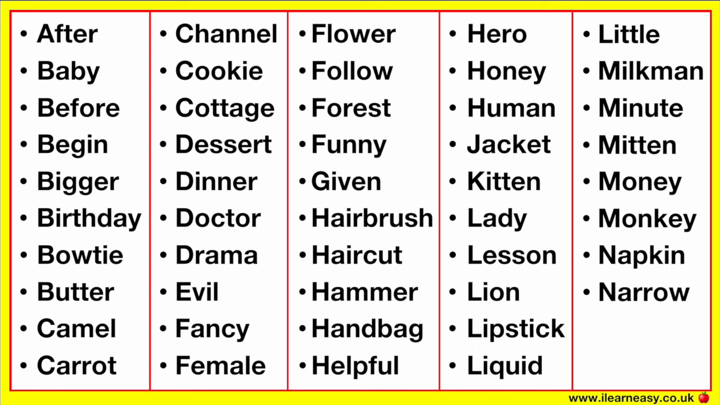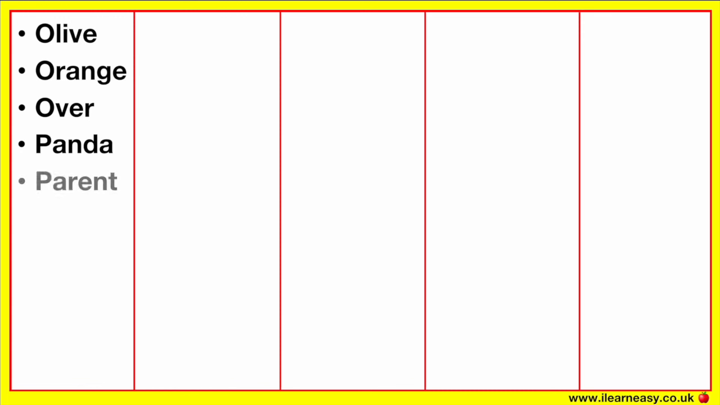Narrow. Netball. Object. Olive. Orange. Over. Panda. Parent. Parrot. Party. Peanut.